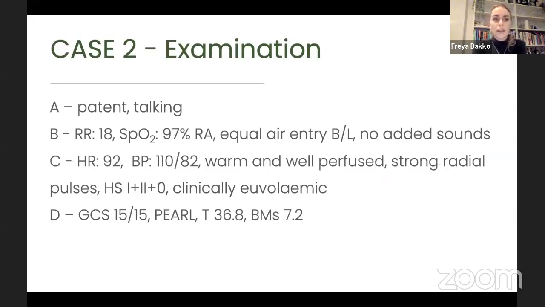So again, you want to go through your ABCDEs. He's talking to you and his airway is clearly patent. His respiratory rate's 18, so it's normal. His sats are 97% on room air. His lungs are equal bilaterally with no added sounds such as crackles or wheeze. His heart rate's 92, so he's not tachycardic, but it's a little bit higher than normal, and his blood pressure is 110/82. He's warm and well perfused, with strong radial pulses. His heart sounds are normal and he is clinically euvolemic. Disability-wise, his GCS is 15, his pupils are equal, and he's afebrile with normal BMs.